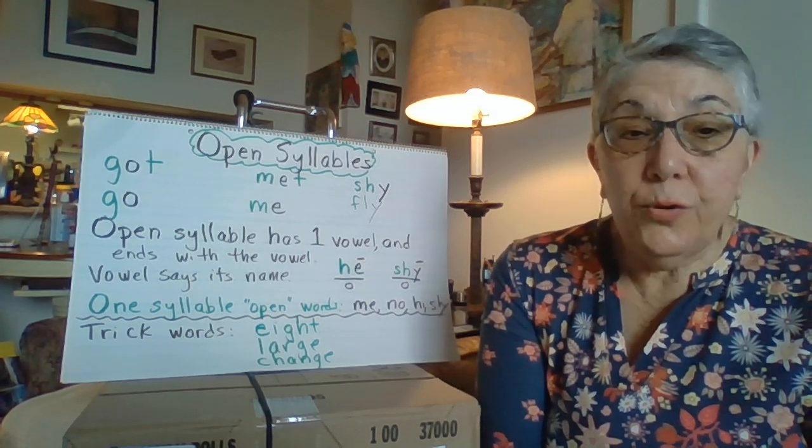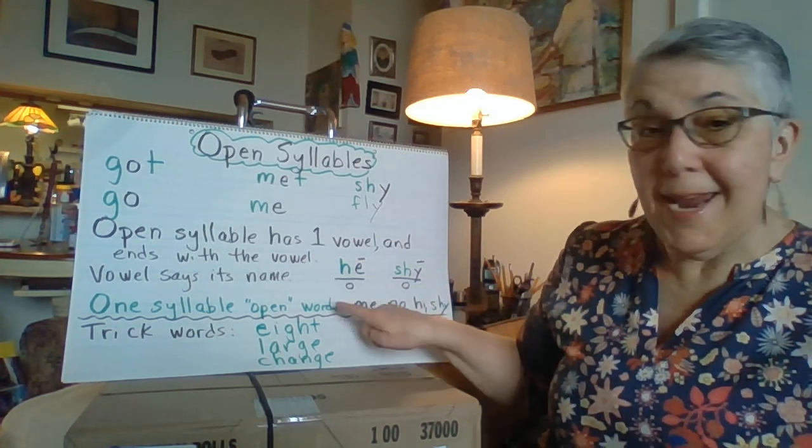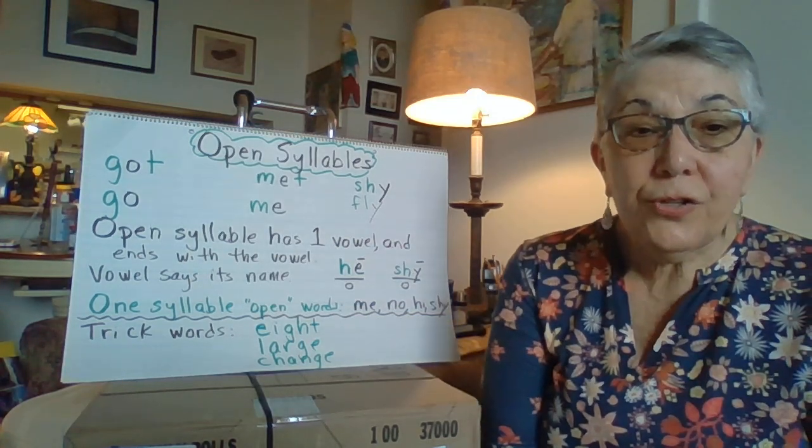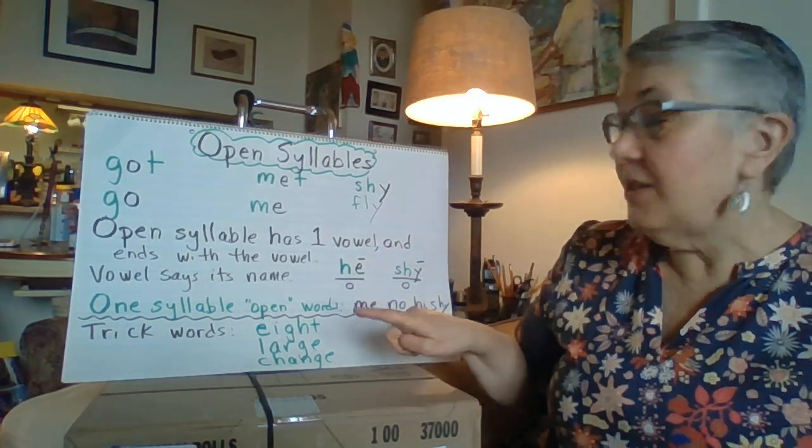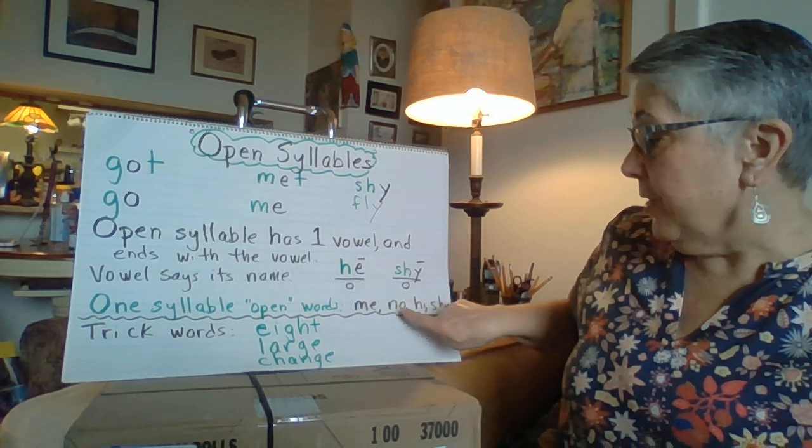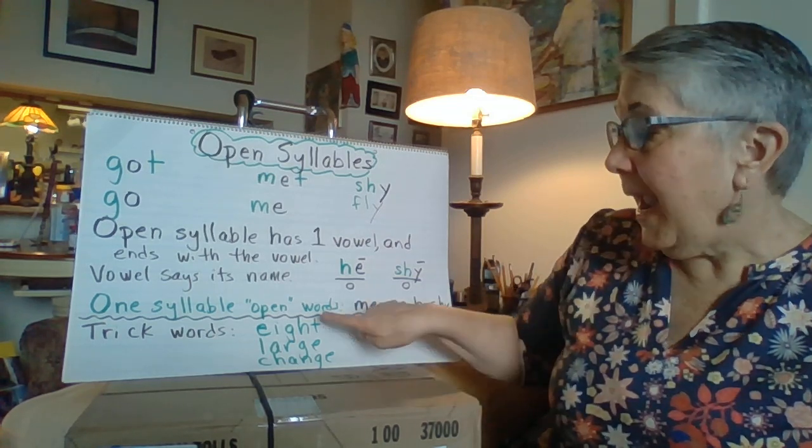There's going to be another Google form below this video. Open that, and I want you to write sentences for the words eight, large, and change. So your work for today in Fundations is to write sentences for me, no, hi, and shy, and eight, large, and change.